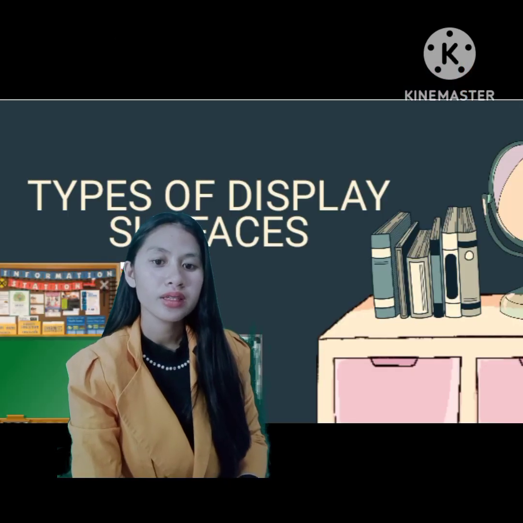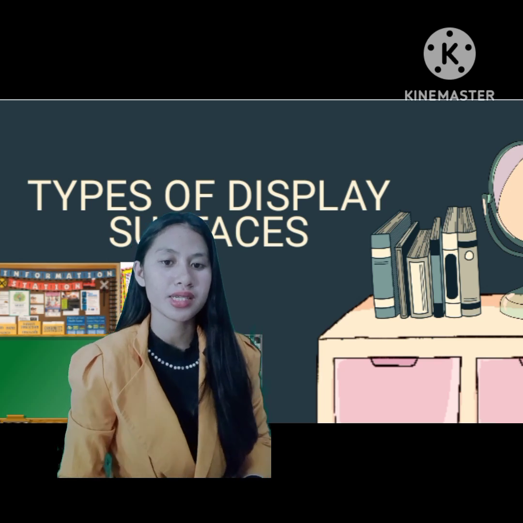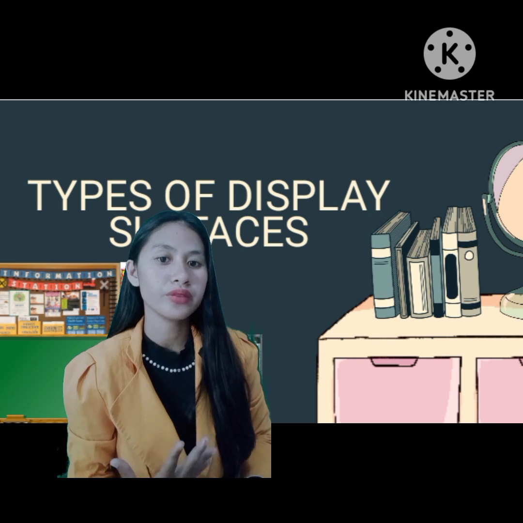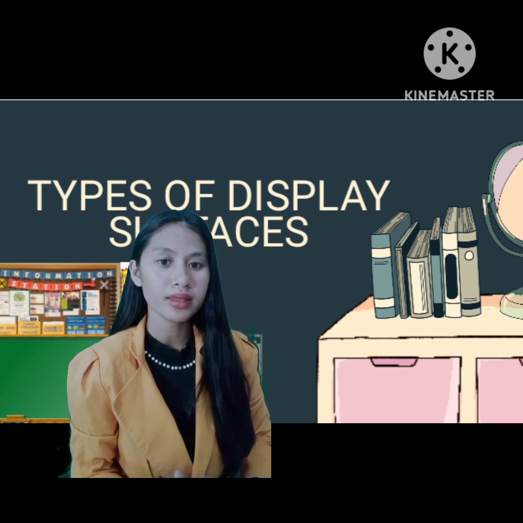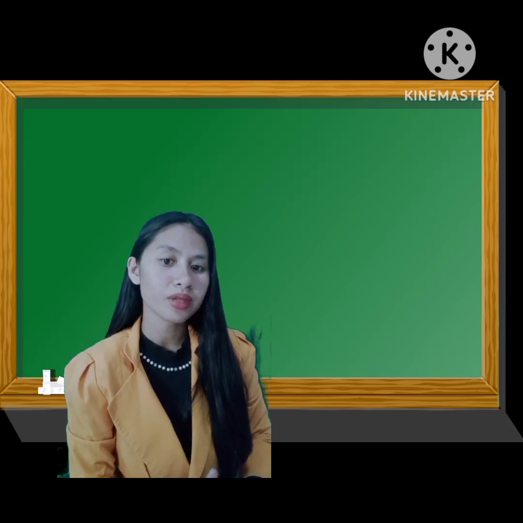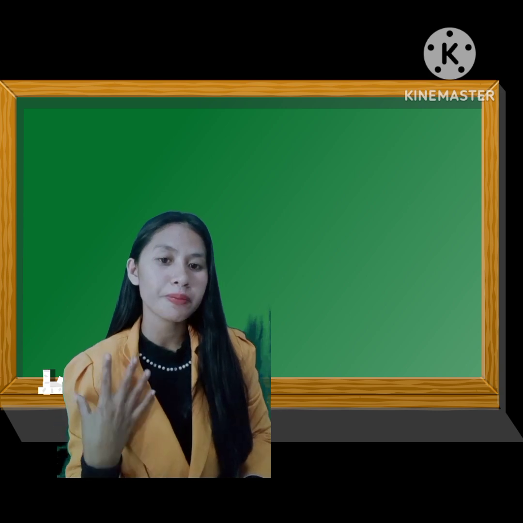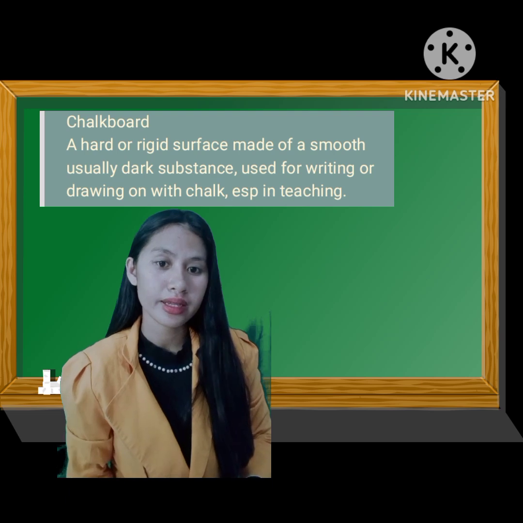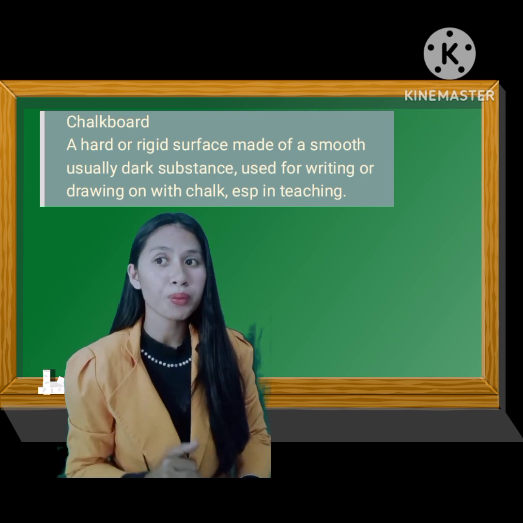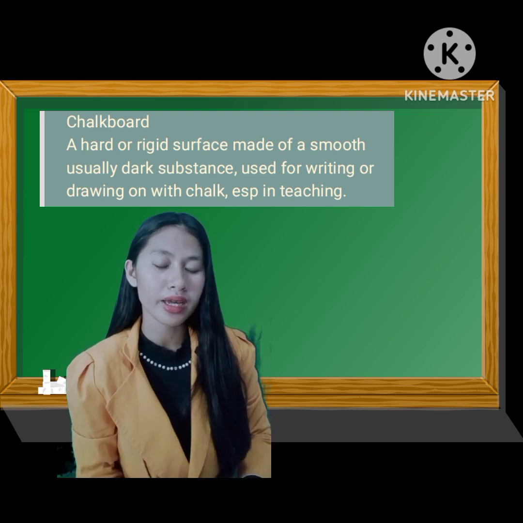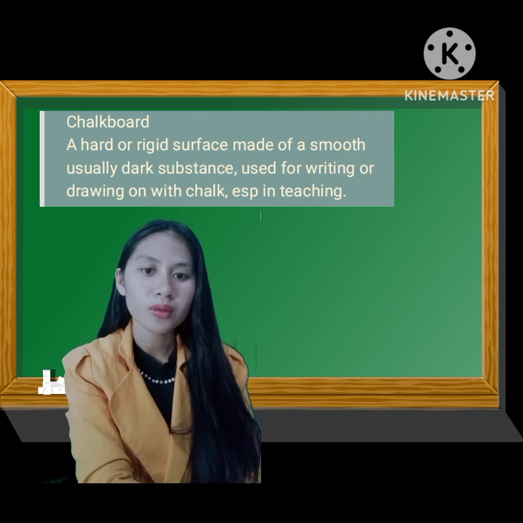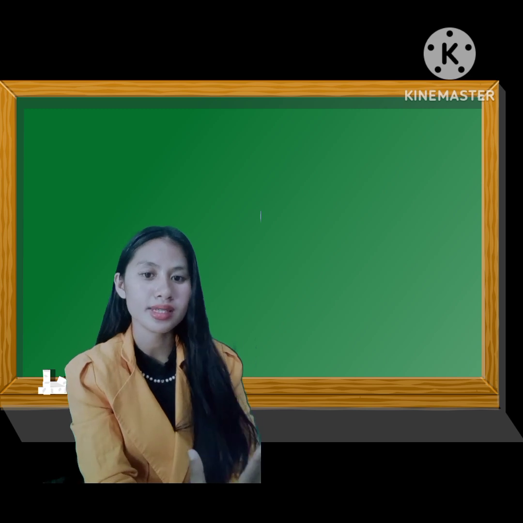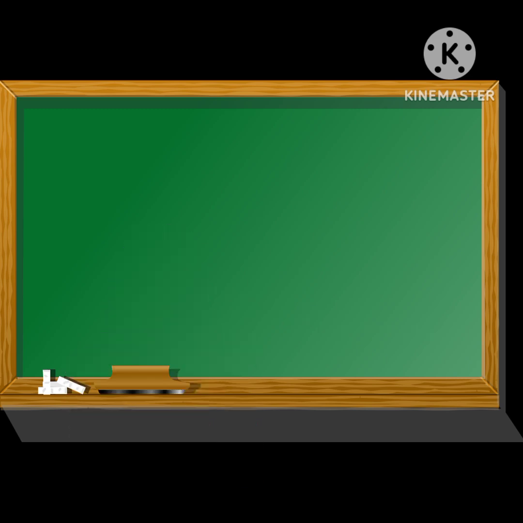We have different types of display surfaces, and the first one is the chalkboard. Chalkboard is very familiar to us, right? Because as we can see, chalkboard is a primary learning material that can be seen in the classroom. We use chalkboard during our elementary and up till now. Chalkboards are used to write information, to write the teacher's discussion and anything.